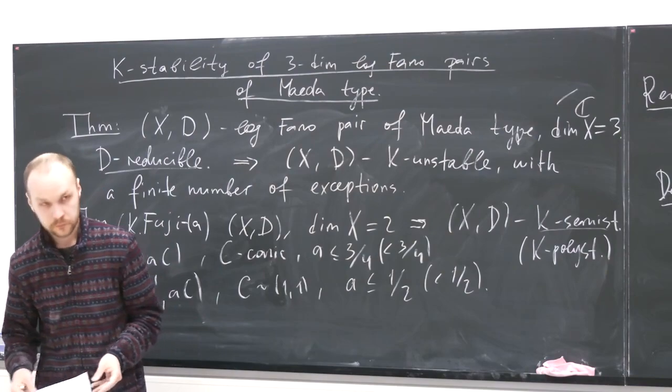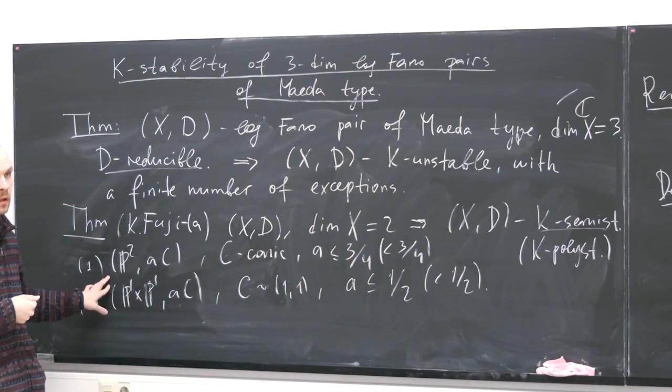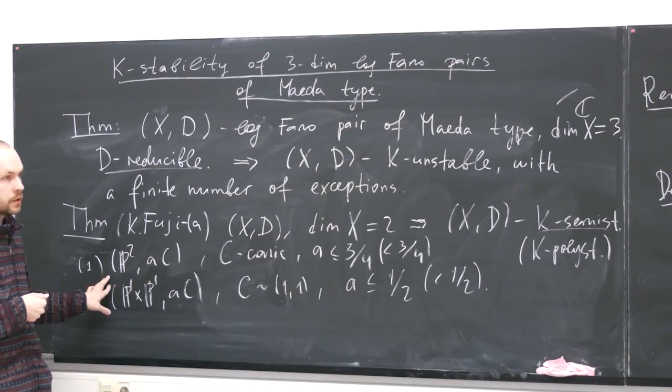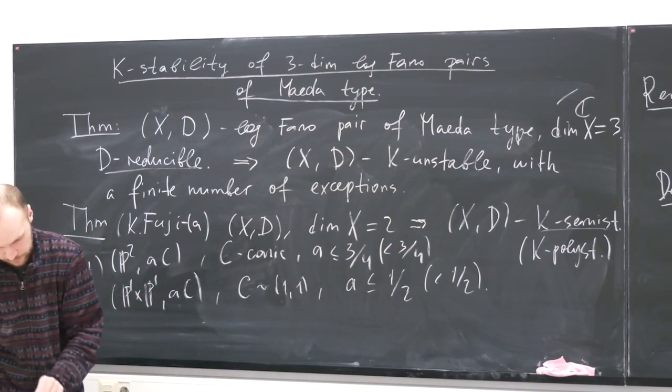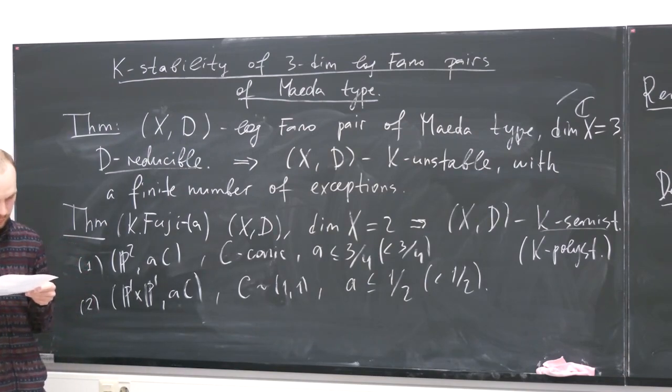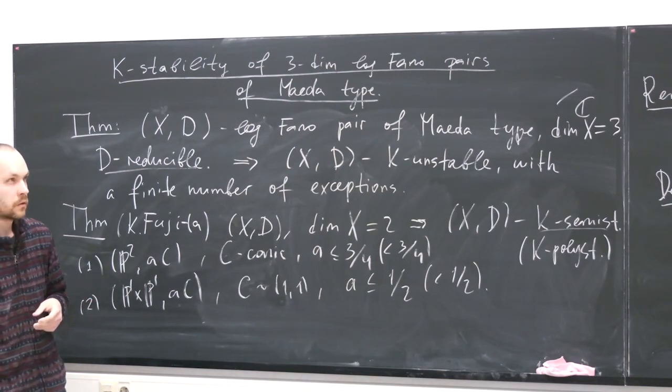So in dimension 2, the underlying log pair is Fano. And what about your theorem? In my list we also have Fano. Yes, the underlying log pair is Fano.